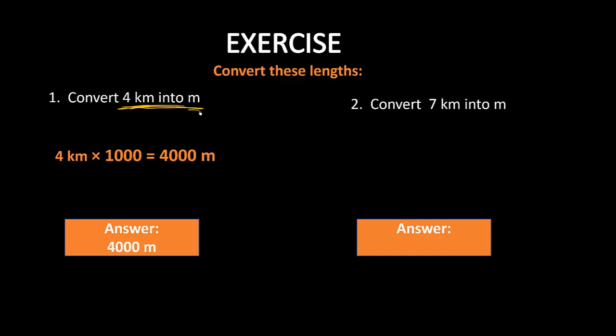Our next question is to convert 7 kilometers into meters. So that's going to be multiplied again since we're converting kilometers into meters. So it's going to be 7 kilometers multiplied by 1,000, which is also equals to 7,000 meters. So our answer is 7,000 meters.